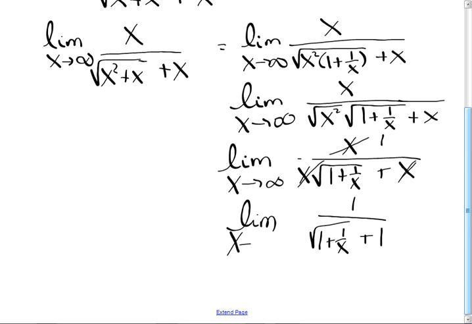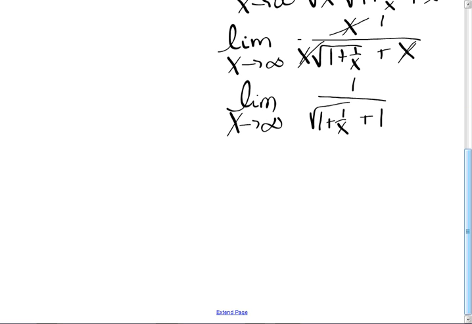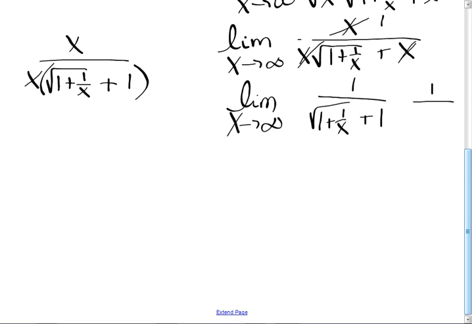Eric, what is this? It's 1 over, because if I, let me show the work. I'm going to factor out the x in the denominator. Then you may cancel. What's going to happen to 1 over x? It's going to go to what? 0.